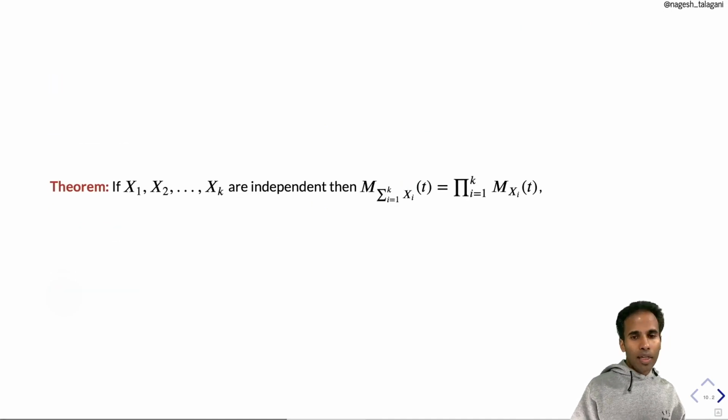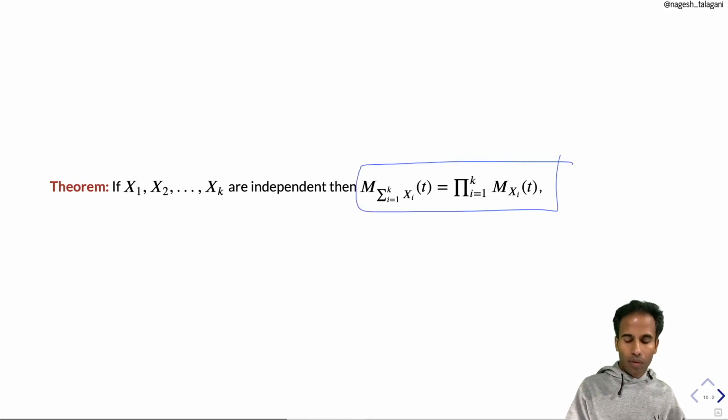Next we have a generalization. If x1, x2, ..., xk are independent random variables, then the MGF of the summation of xi from i equal to 1 to k at t is the product of M_xi of t for i equal to 1 to k. Okay, we can easily prove it using induction on k. In the above theorem, we proved it for k equal to 2. That is going to be our base case.